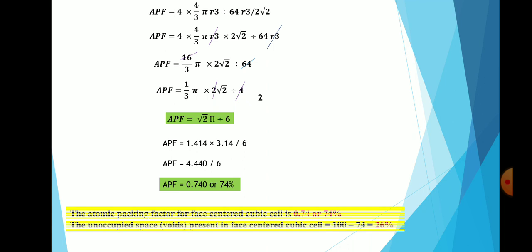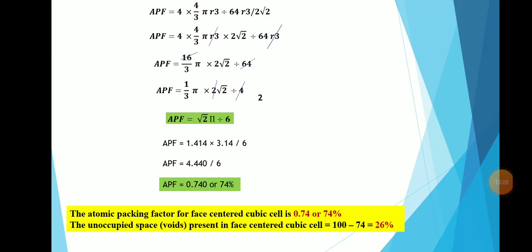And hence the conclusion part: the atomic packing factor for FCC, the atomic packing factor for face centered cubic lattice is 0.74 or 74%. The unoccupied space or voids present in the face centered cubic lattice or cell is equal to 100 minus 74. We get 26.